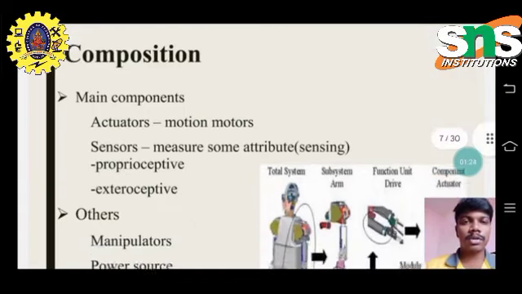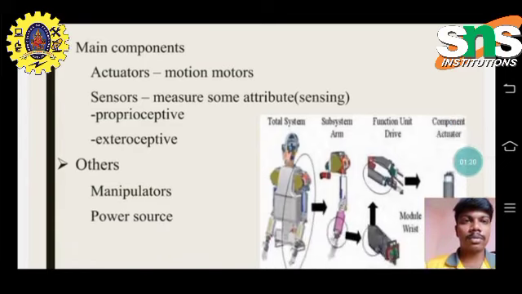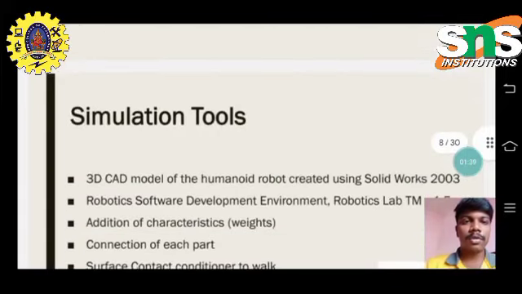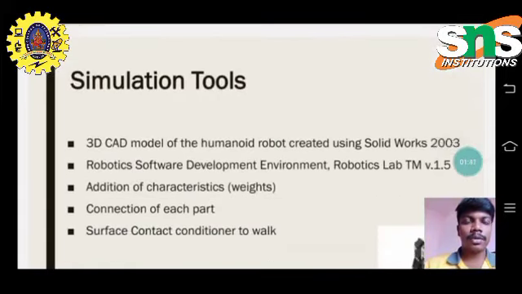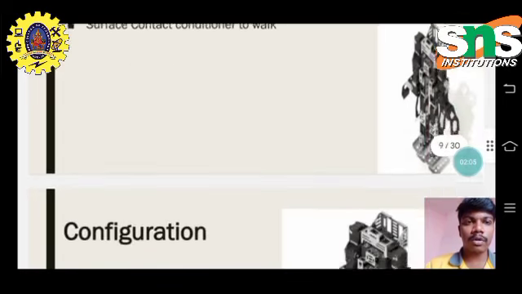The main components of a humanoid are actuators like motion motors, then sensors to measure attributes, for moving, sensing, proactive and reactive, etc. Then other systems like manipulators and power sources. Then some simulation tools, like a 3D CAD model of the humanoid robot created using SolidWorks. Then the robot software development environment. Then addition of characteristics like weight and human hands, legs, stomach, etc. Then connection of each part, which comes under assembly. Then surface contact for the robot to walk.